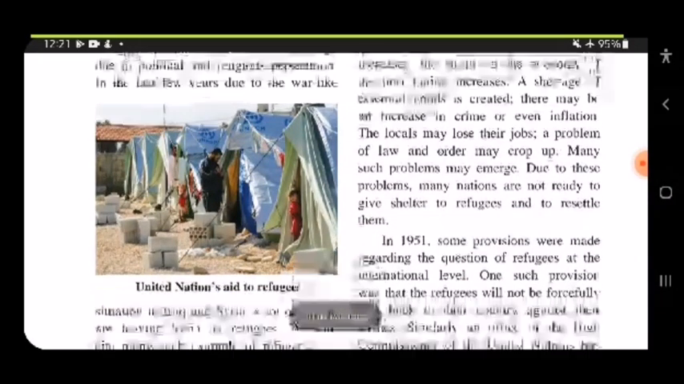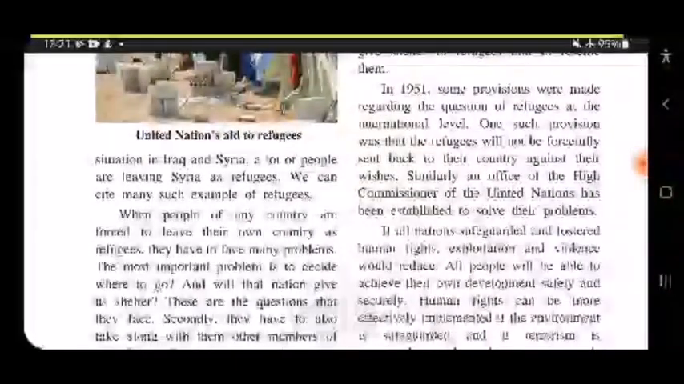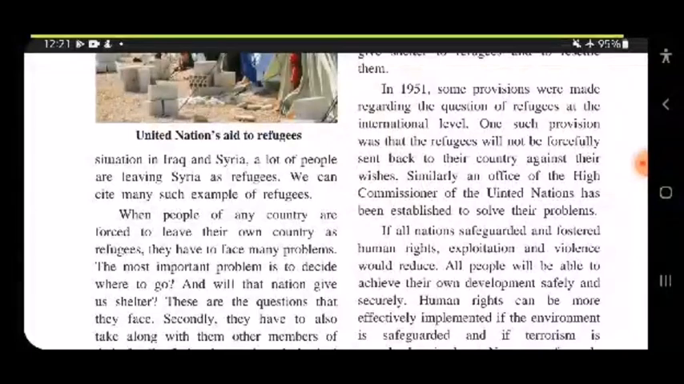Okay. In 1951, some provisions were made regarding the question of refugees at the international level. One such provision was that the refugees will not be forcibly sent back to their country against their wishes. Similarly, an office of the High Commissioner of the United Nations has been established to solve their problem. Then slowly they started solving their problems.